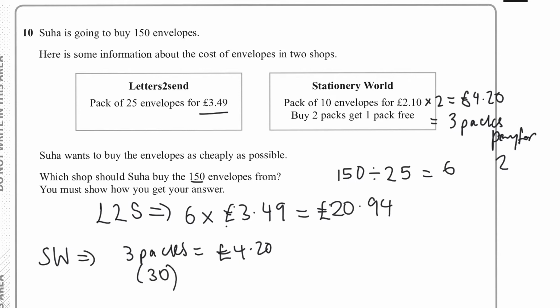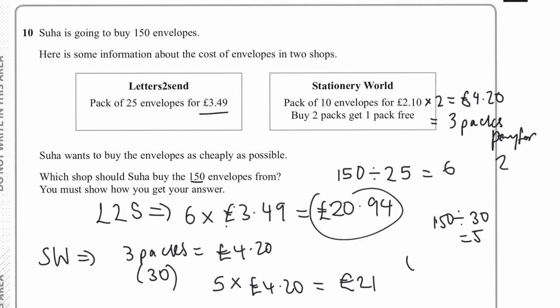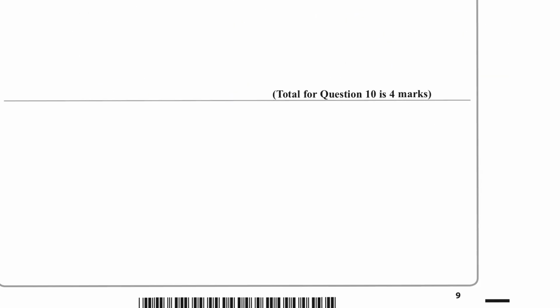So to work out how many sets of 3 packs she needs, you would do 150 divided by 30, which would be 5. So then you would do 5 times the £4.20 and put that into your calculator, you would get £21. And the one that's cheapest is Letter to Send. So Letter to Send is cheaper. Not by much, but still cheaper, I guess.